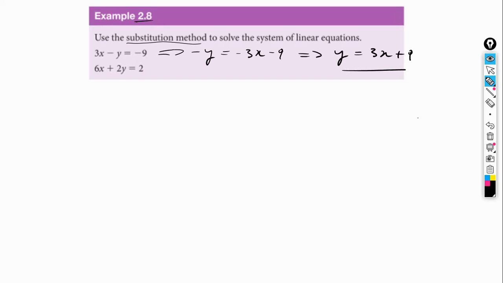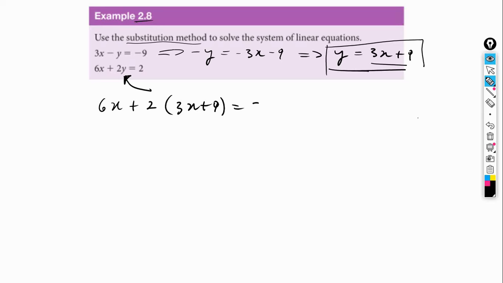Whether you rearrange for the first one or the second one, you have to plug into the alternate equation, right? So this is a solution for y. Notice that y is equal to 3x plus 9. So I'm going to substitute y here for 3x plus 9. So I'm going to get that 6x plus 2 times y, but that's now 3x plus 9, is equal to 2. So notice that now I have an equation with only one variable, which is easy to solve.